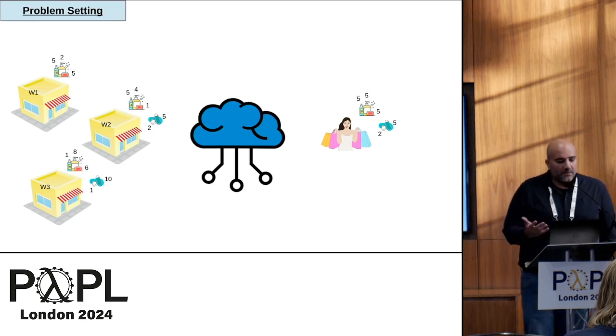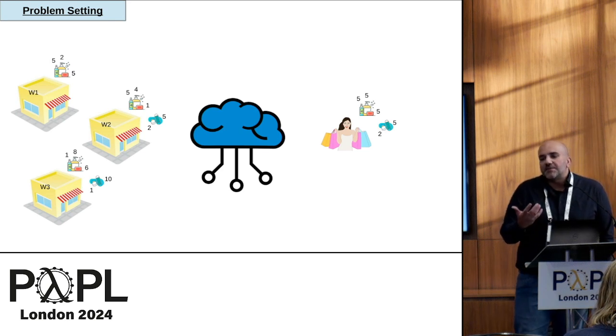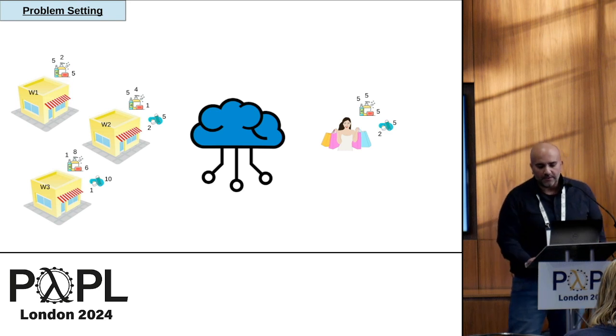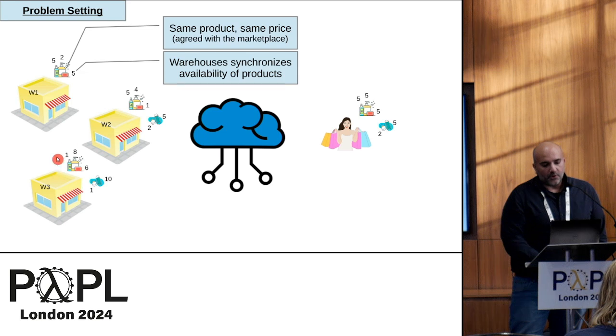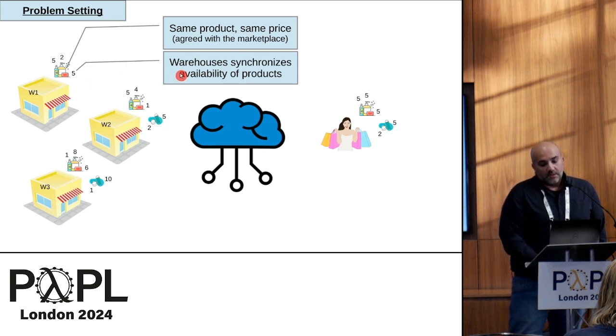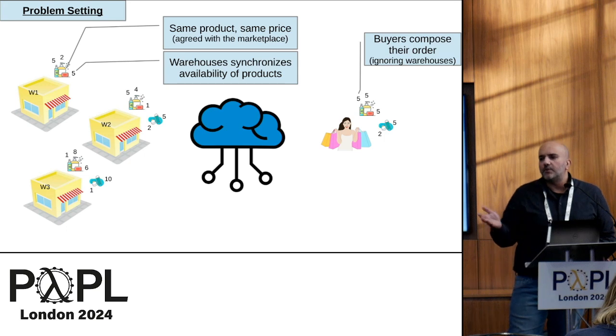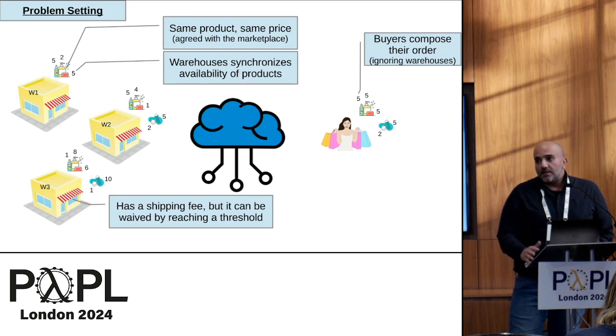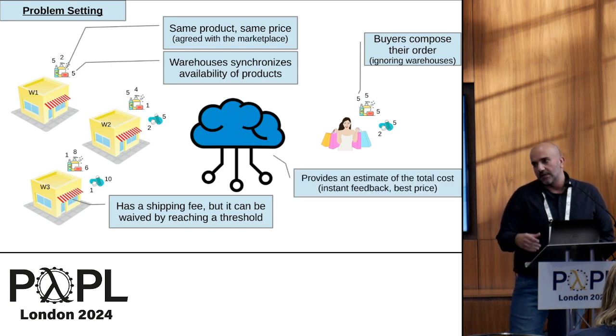Now, the problem can be given in different ways. We had a specific setting that was from the marketplace owner. And in this setting, we were having products, same product, same price, regardless of the warehouse. This price was agreed with the platform. The warehouses synchronize the availability of products with the platform, and then the buyer simply composes the order. They don't care about the warehouses because all warehouses provide the same price, so they don't really care who is sending the items. But on the other hand, the warehouses possibly charge some amount if we don't give enough money for the same order. So there are shipping fees that can be waived, and this can be of interest for the final customer.